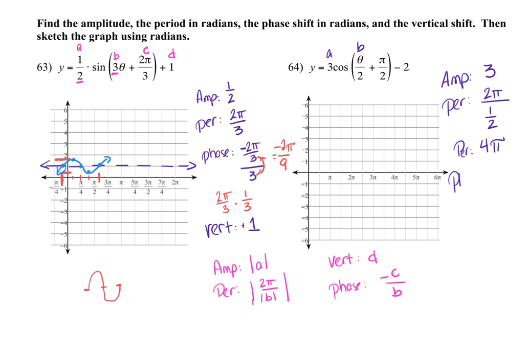My phase shift is negative pi over 2 over, this is again 1/2. All right, over 1/2. And so my phase shift is actually negative pi. And then vertical is negative 2. So I'm going to go to my vertical. That's down here. My amplitude is from that point. 1, 2, 3 up. That's my high. 1, 2, 3 down. That's my low.